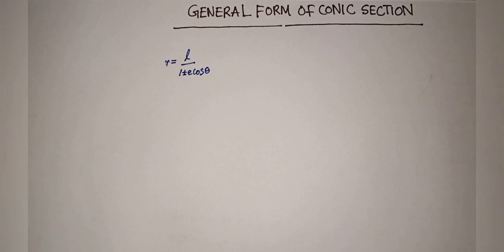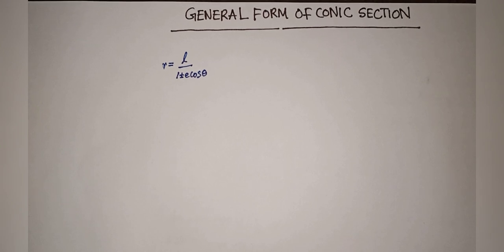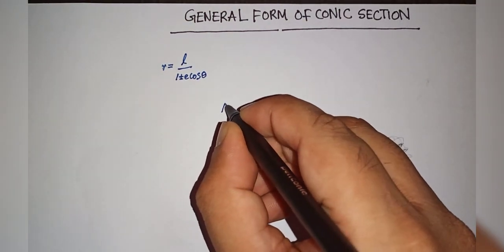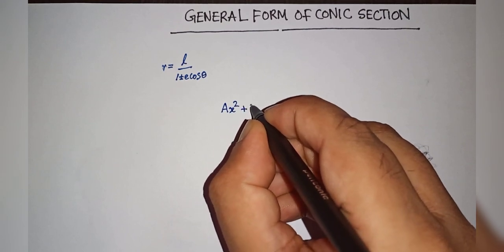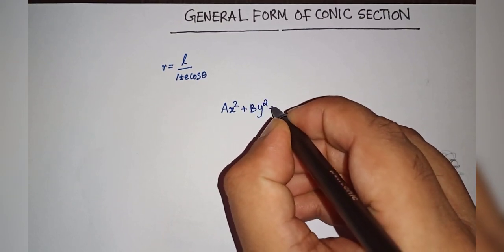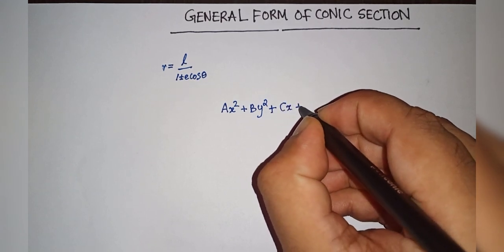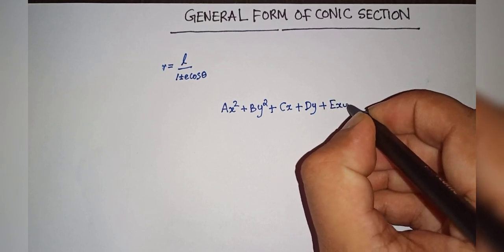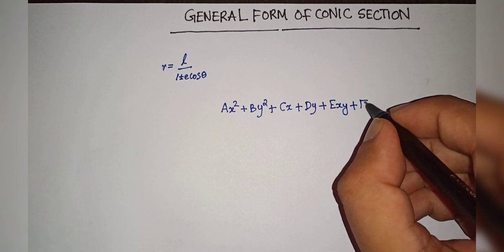If some general form is given in Cartesian coordinates, let's say x and y, maybe in two dimensions. Three dimensions we can also do, but it's a bit complicated, so we'll omit it at the present moment and go with the two-dimensional case. For any basic conic equation we always represent the equation like this: ax square plus by square plus cx plus dy plus exy plus f is equal to 0.